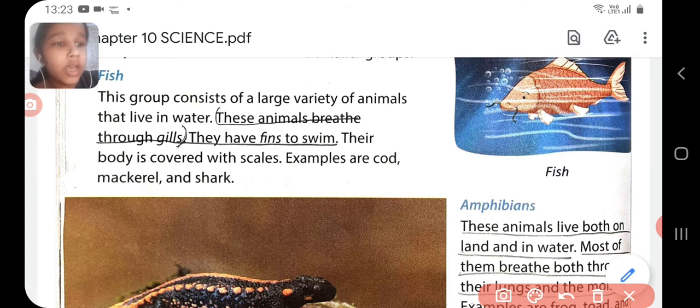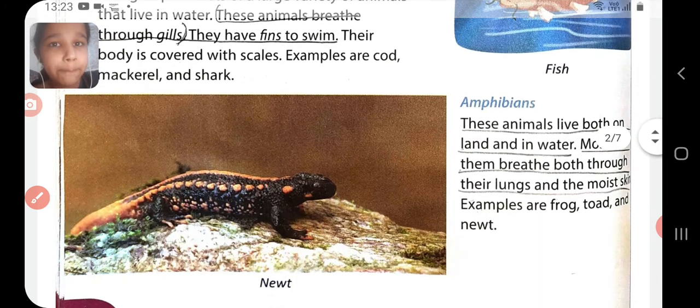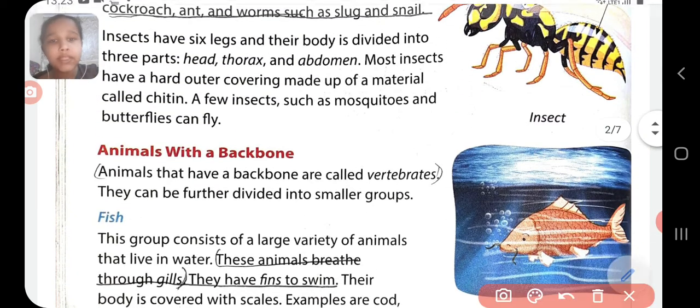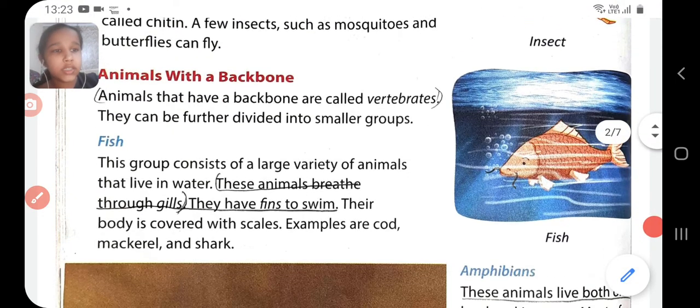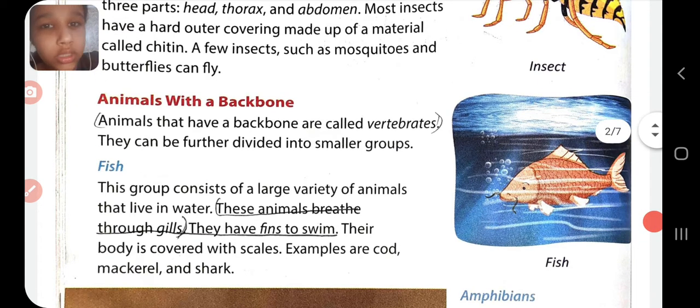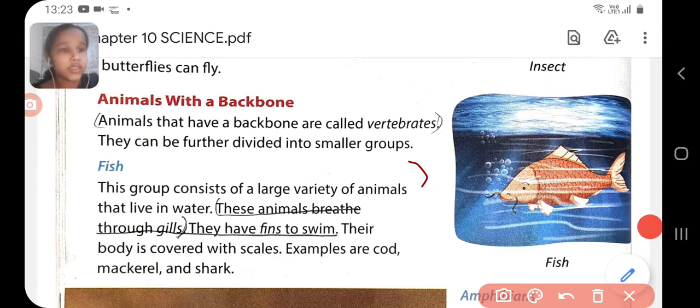Next, their body is covered with scales. What are scales? You can see these drawn on the body of the fish like this. Many are drawn like that and like that. What are those called? Scales. Okay. Examples are cod, mackerel, and shark also.